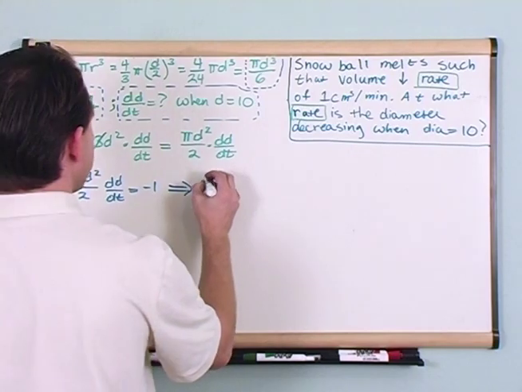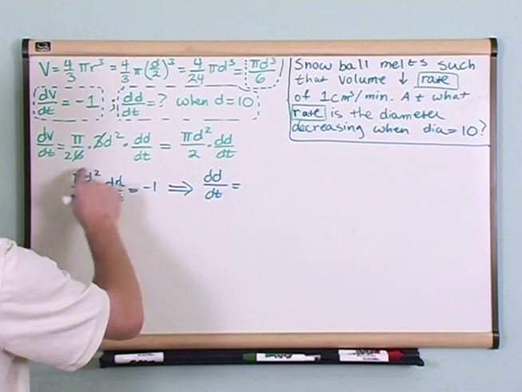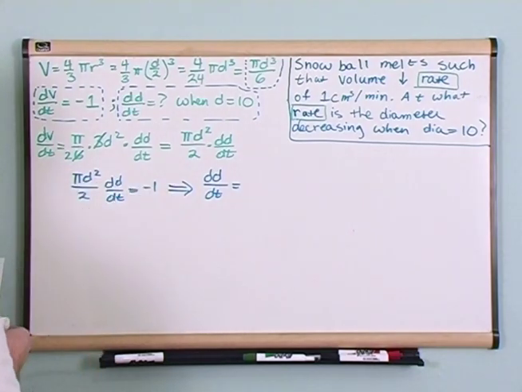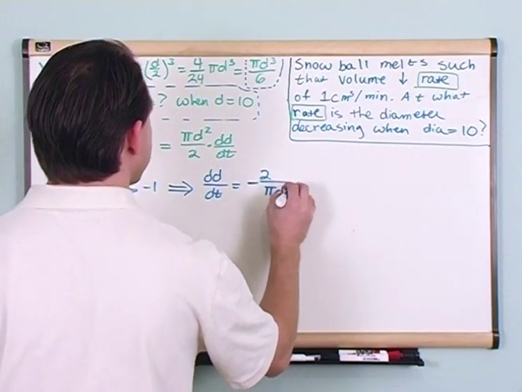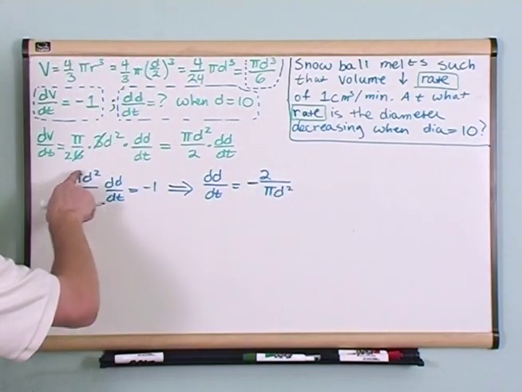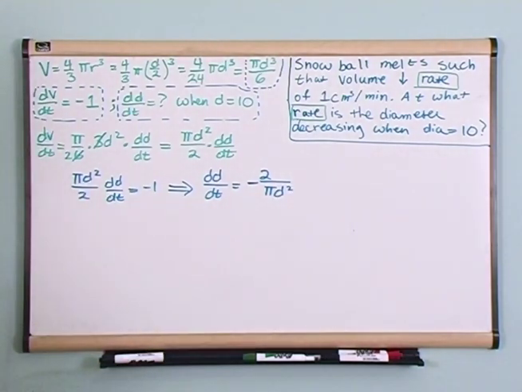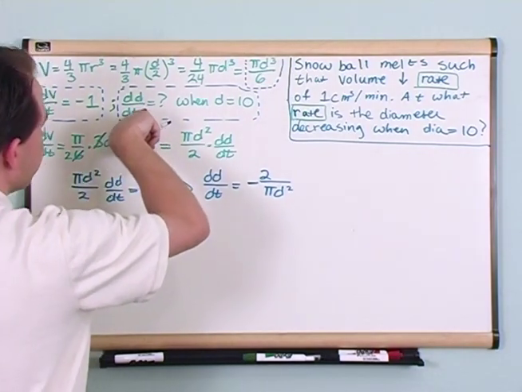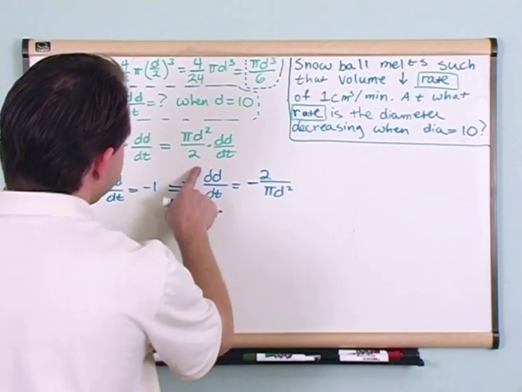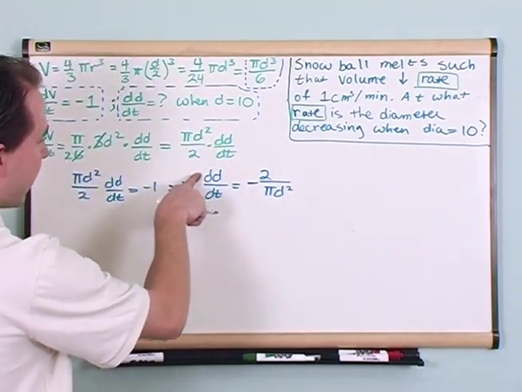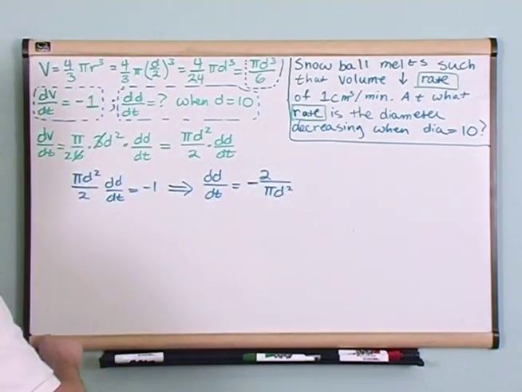over here. The derivative of the diameter with respect to time is equal to, and we'll just move all this junk over there, so it'll be -2 over pi times d squared. You multiply by 2, you multiply or divide by pi d squared, so you arrive at this. Now look at what we have here. What they're asking us to find is the derivative of the diameter with respect to time when the diameter is equal to 10. Now look what we have here. We found a formula that expresses the change of the diameter with respect to time, and it's in terms of d.